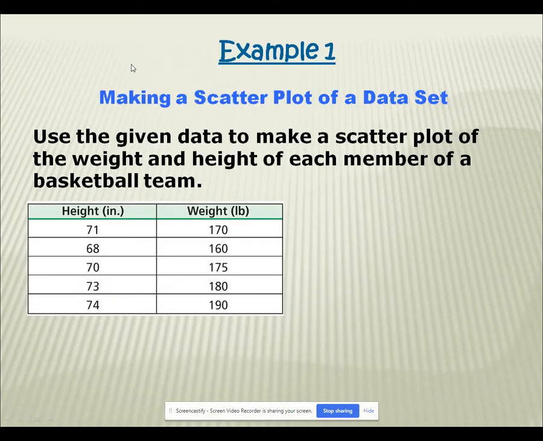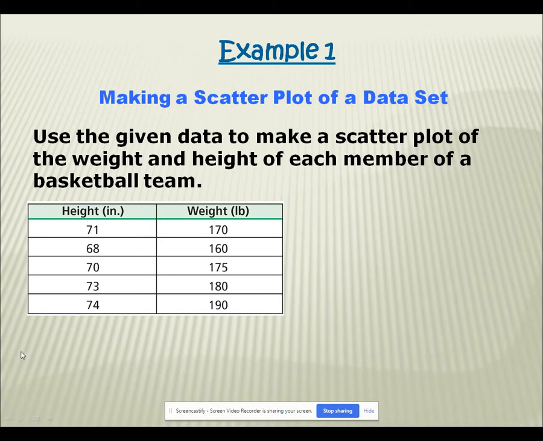All right, so making a scatter plot. If we get a group of bivariate data, two different variables, we've got height and weight. We have somebody here who's 71 inches tall, they weigh 170 pounds. Somebody who's 68 inches tall, they weigh 160 pounds. So we have a set of data and we want to put it in a scatter plot.